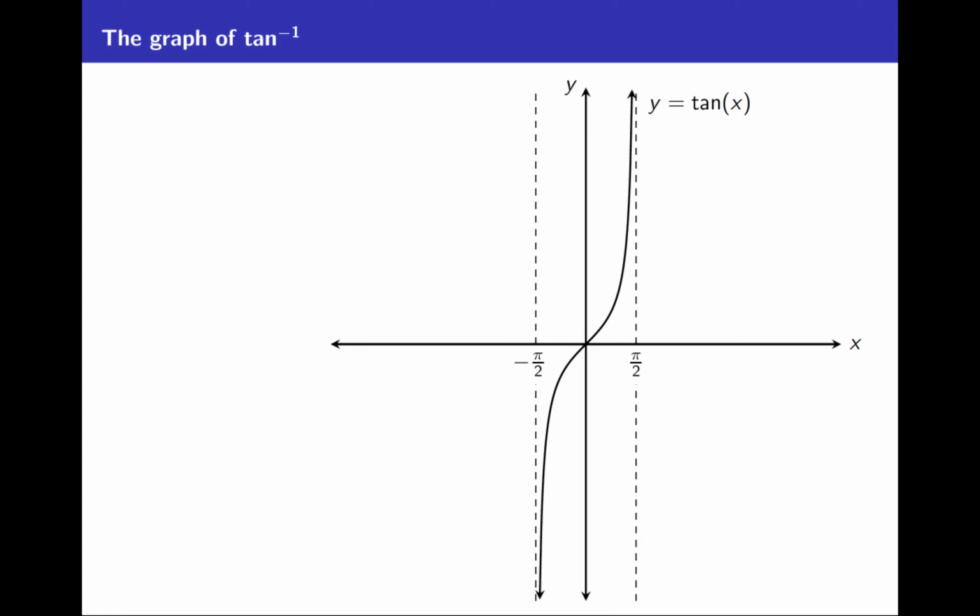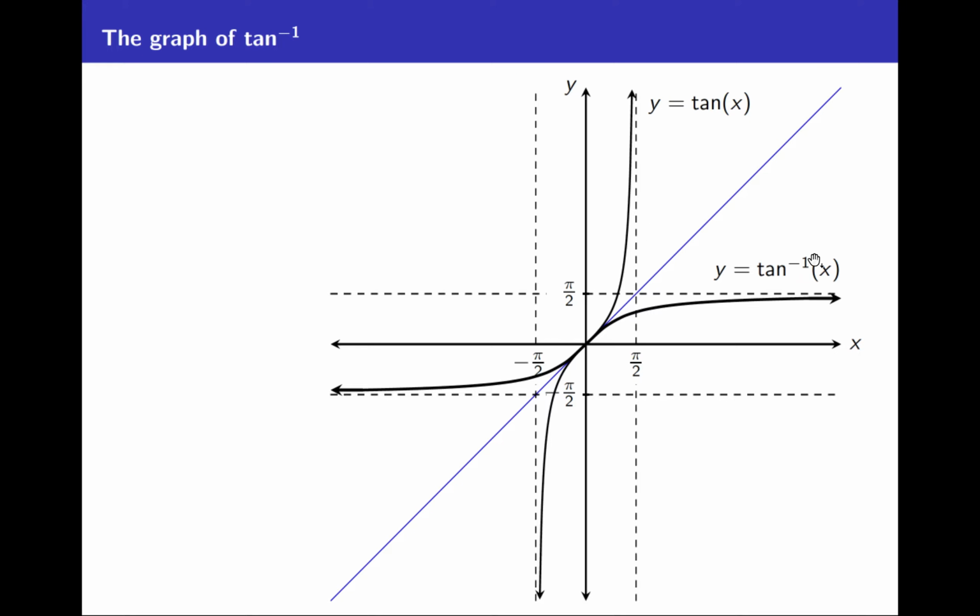Let's talk about the graph of tangent inverse. We're going to get the graph of tangent inverse by reflecting the graph of tangent across the line y equals x. But remember, we only use the portion of tangent that's between negative pi over 2 and pi over 2 to make it one to one. So drawing the graph of y equals x, we now reflect this graph of tangent across it, and we get this graph here in bold. That's the graph of tangent inverse of x.